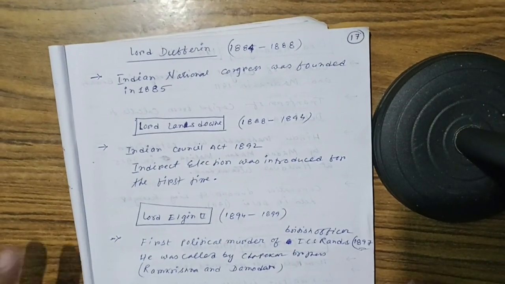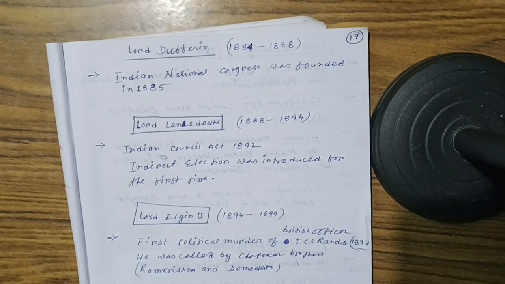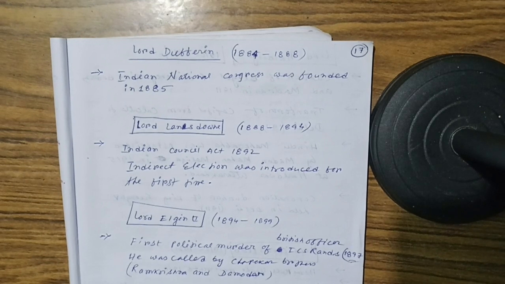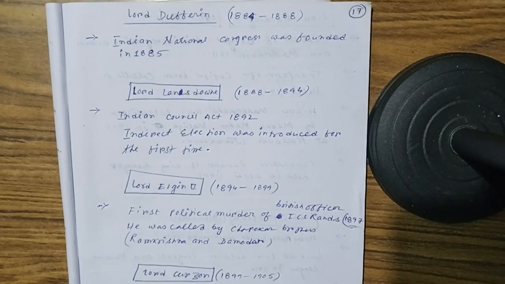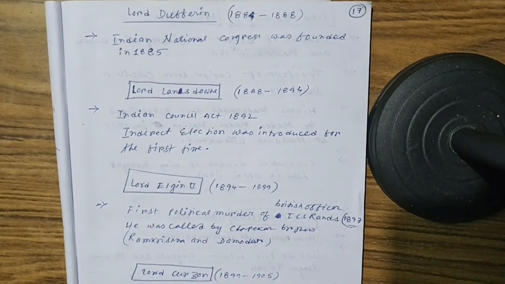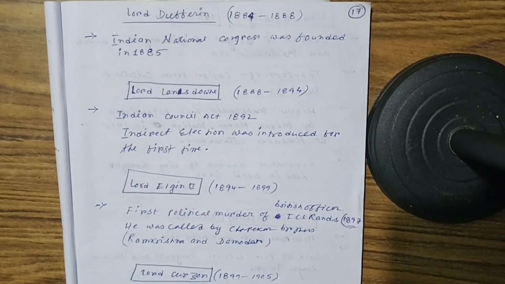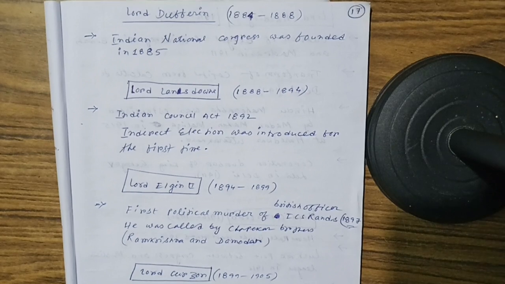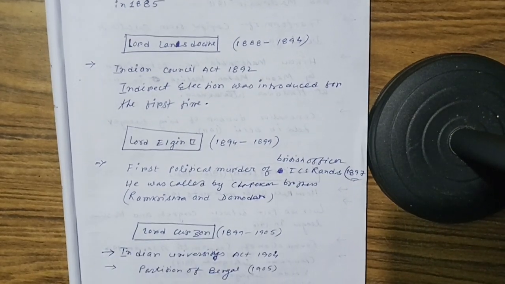Dufferin, 1884 to 1888, Indian National Congress was founded in his time, in 1885. Lord Lansdowne, 1888 to 1894. Indian Council Act of 1892 was passed. Indirect election was introduced for the first time. Very important. The first time indirect election was conducted.